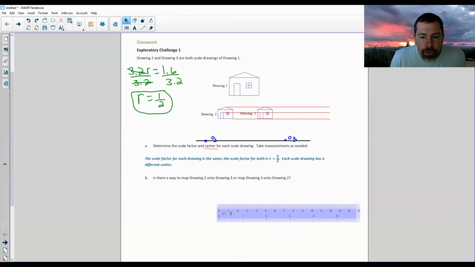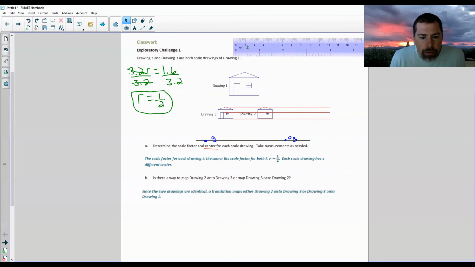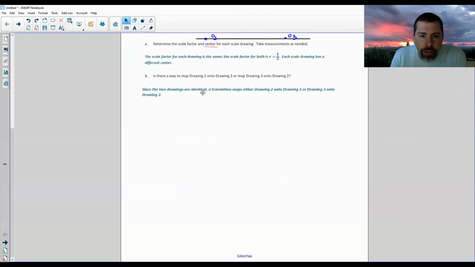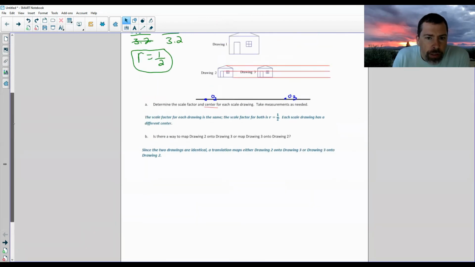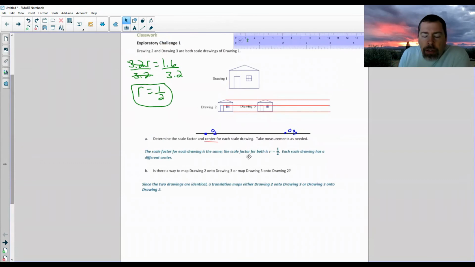So to answer this question, since the two drawings are identical, a translation maps either drawing 2 onto drawing 3 or drawing 3 onto drawing 2. Okay, there's a mapping, it would not be a dilation, it'd be a translation. The only way a dilation is going to be the same size as after dilation is when the drawing is sitting right on top of the original.